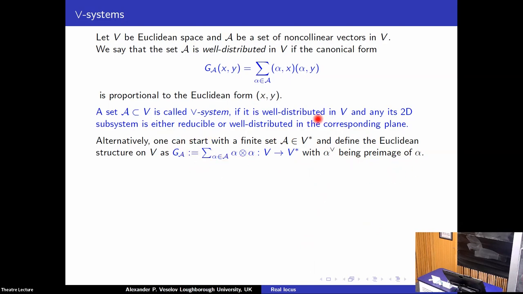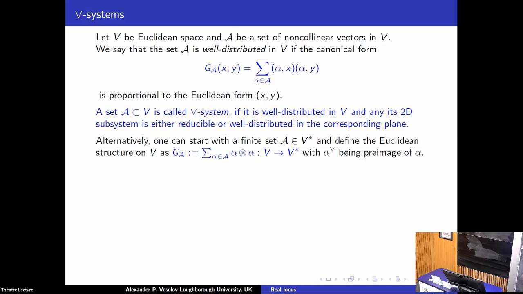It's because it's the preimage with respect to the canonical form, which is defined by the system. So I have the system of vectors simply. By this system of vectors, I define the canonical form, which depends on the whole system. And then I take the preimage, which is alpha check. So alpha check is actually not defined by alpha only. It's defined by the whole configuration, in quite a complicated way because you have to invert this, right?